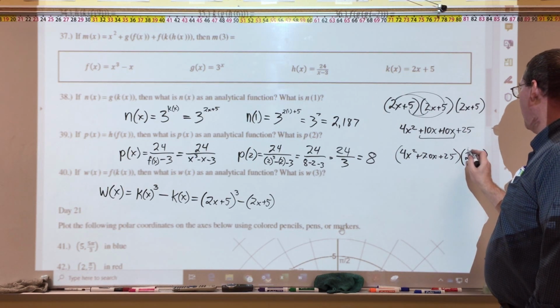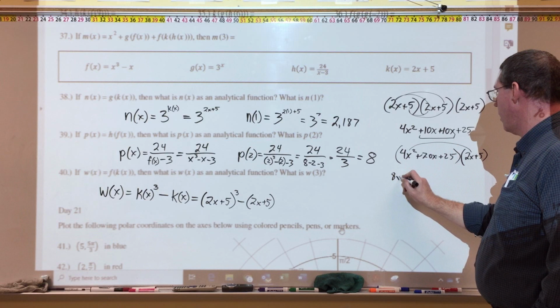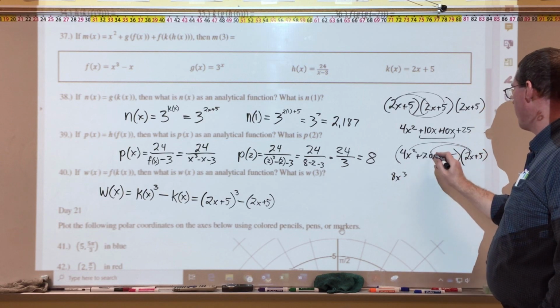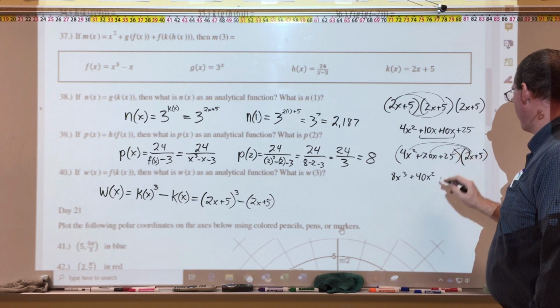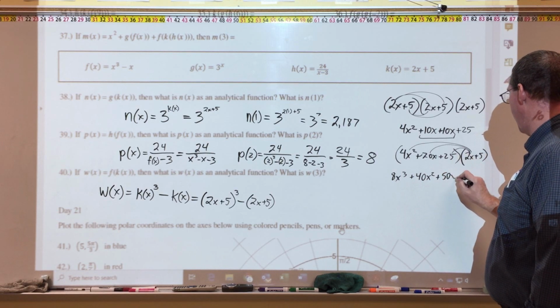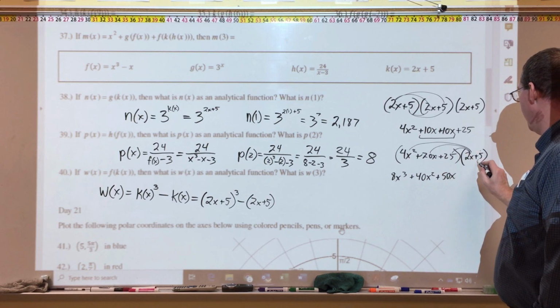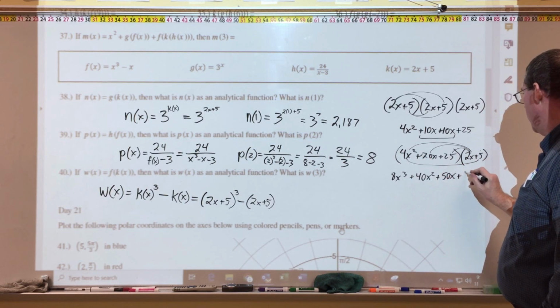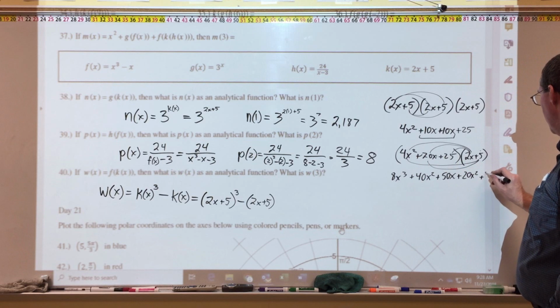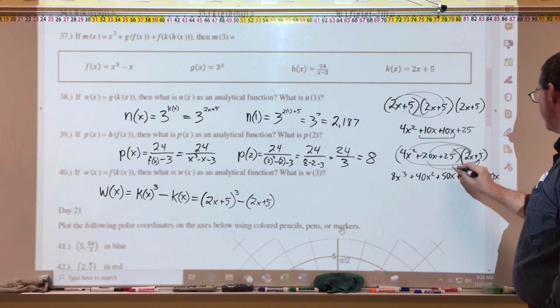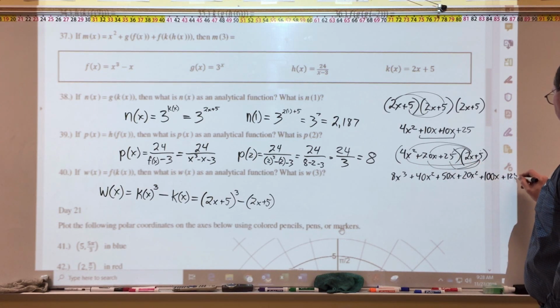And now, 2x times 4x squared is 8x cubed. 2x times 20x is 40x squared. And 2x times 25 is 50x. Now, 5 times 4x squared is 20x squared. 5 times 20x is 100x. And 5 times 25 is 125.